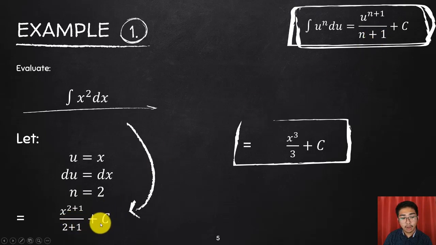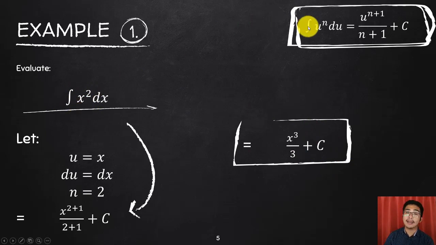Of course, do not forget your constant of integration. Since we've already applied the power formula, we no longer need the integral sign because this is already an integrated function. So we need to add, however, the constant of integration. This is already your final answer. However, you must perform some simplification. So 2 plus 1, of course, is 3. So this is now the final answer, x cubed over 3. In our introduction video, this is actually 1/3 multiplied by x cubed, but that's the same as x cubed over 3 plus c. So that is how we get the integral of a function using the power formula.